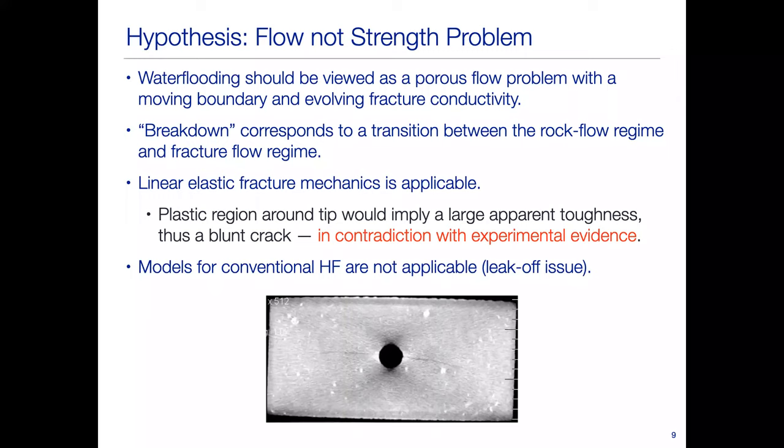Okay. And so just a couple of words about how it differs from the usual explanation, which invokes the creation of a plastic region around the tip. Which of course leads to a very large apparent toughness. But in that case, we would expect a blunt crack. And this is a bit in contradiction with experimental evidence, where during the experiment, we do CT scans. And what we see is basically an airline crack. So that's the motivation, in a sense, behind this alternative explanation that I'm going to push forward.